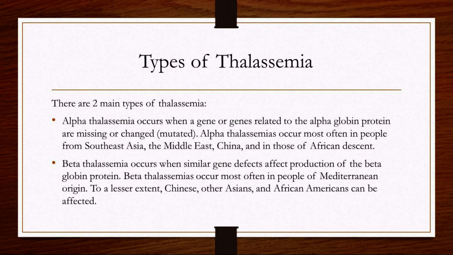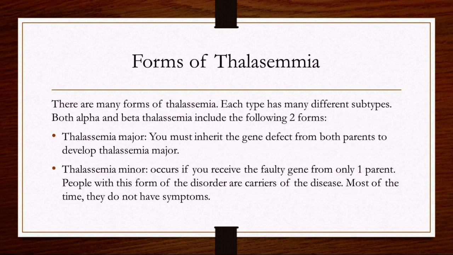So it most often occurs in people of different descents or different ancestry. You can see here that alpha occurs mostly in people from Southeast Asia, the Middle East, China, and those of African descent. And in the beta ones, it's similar, but it's mostly people of Mediterranean origin, and sometimes Chinese, other Asians, and African Americans can be affected. It has to do with genes and mutations, something's missing or has happened to the gene that you need to make those proteins.